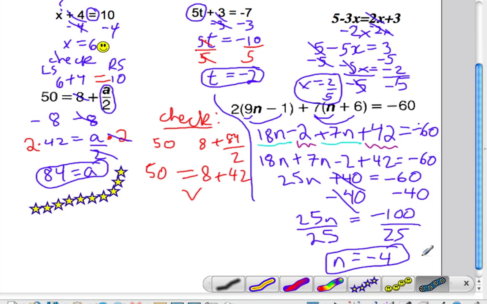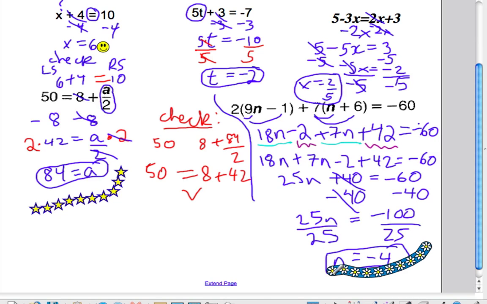That's solving linear equations in a nutshell, and hopefully you understood.